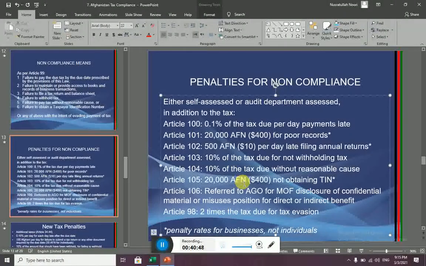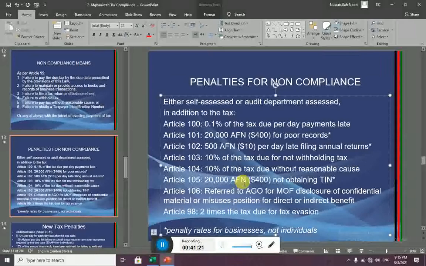It means that you hide things, you do not properly calculate. For example, you hide your revenue, you hide your expenses, or you increase your expenses, you decrease your revenue by doing unfair means. This becomes an evasion. When the Ministry of Finance finds you doing tax evasion, then they put a capital punishment on you, and the capital punishment is like 2 times of the tax due.